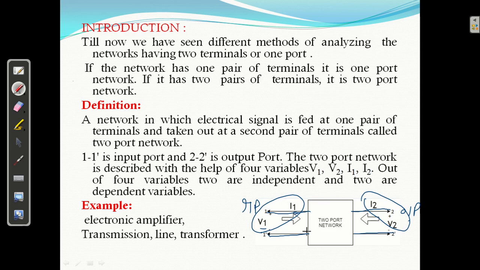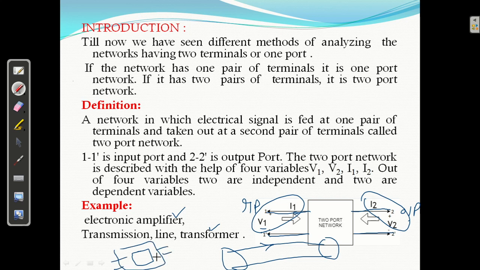Clear? What is an example? Electronic amplifier is an example of two port network. Transmission line, we call this the sending end, and this is the receiving end. Current flows like this. Clear? So this transmission line is also example of two port network. Transformer, you can see this is the input side, this is the output side. It is example of two port network, right? So transformer, transmission line, and electronic amplifier are examples, like that, right?